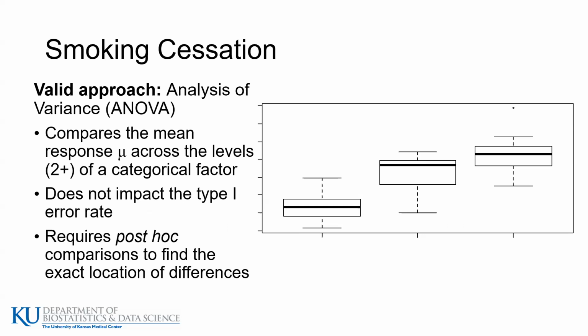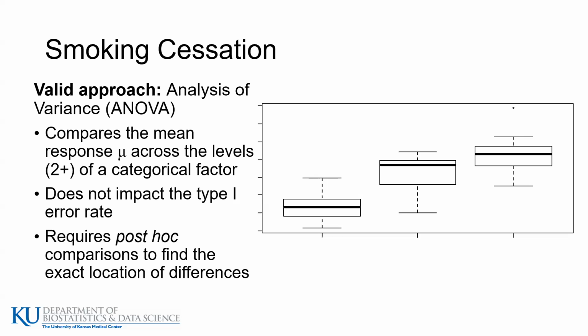In this case, to address the issue of multiple comparisons, we're going to conduct an ANOVA test, or an analysis of variance. This is designed to compare the mean response across 2 or more groups, which is defined by some categorical factor. In this case, it's the type of therapy that the patients received. An advantage of ANOVA is that it tests for an overall difference in the means without increasing the type 1 error rate. This is unlike doing multiple 2-sample t-tests.